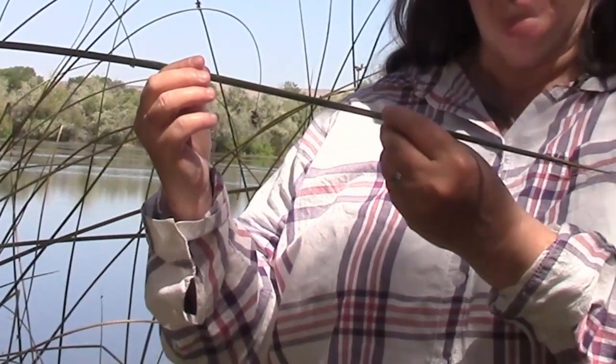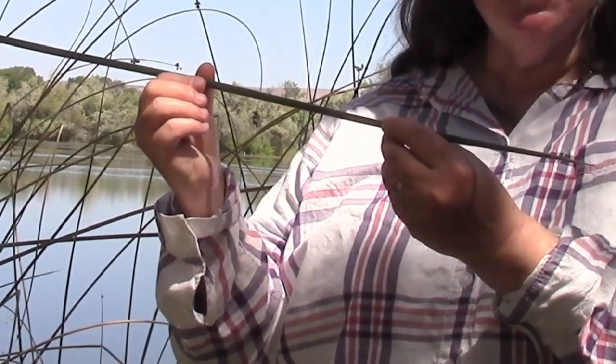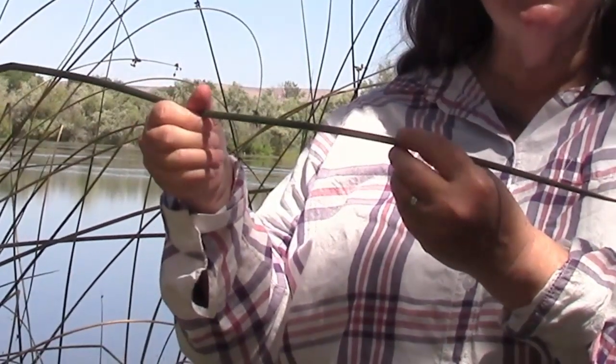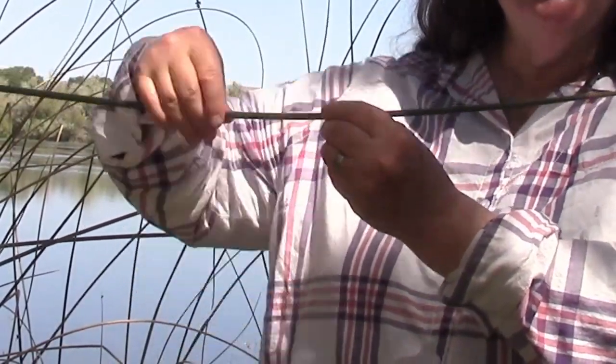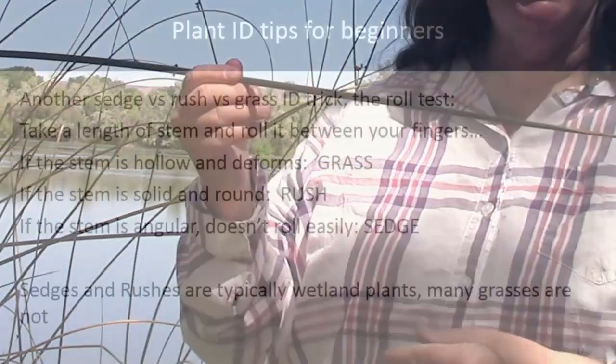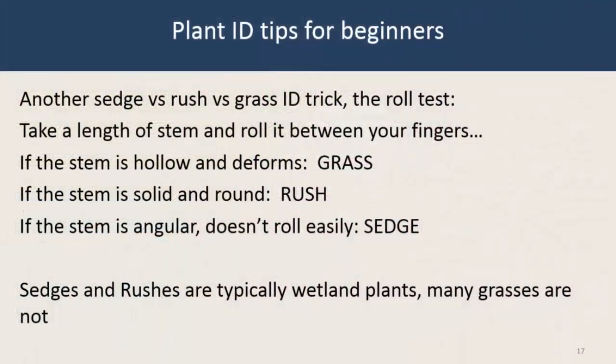Grab a piece of stem and roll it. If the stem is hollow and crushes, it's a grass. If the stem is solid and rolls easily, the plant is a rush. If the stem feels angular and doesn't roll easily, the plant is probably a sedge. The key here is that if you find a sedge or a rush, you have the first piece of information that the site might be a wetland. If you find a grass, well, it can still go either way.